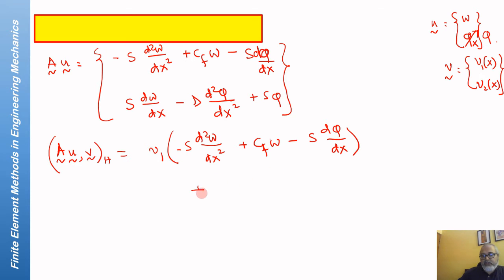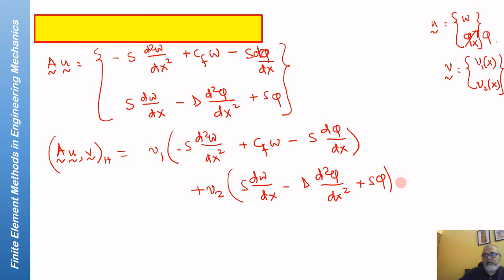Okay, so when I take the dot product with this and V, I will get V1 times minus S d square W dx square plus CF W minus S d phi dx. And the second term would give me V2 into S dW dx minus d phi dx. So this would be AU comma V. I have to show that it is symmetric. I have to check whether it is symmetric or not.